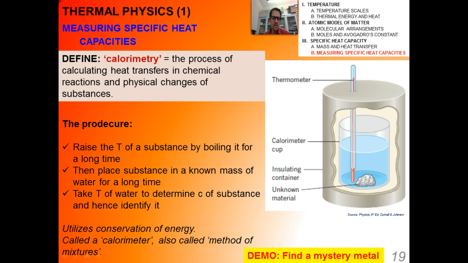Because it utilizes conservation of energy, we have to make sure that the calorimeter is as perfectly insulated as possible. We're always going to lose heat to the surroundings, but typically calorimeters are encased in a styrofoam sort of casing, and if we're careful, we can get amazingly accurate results.